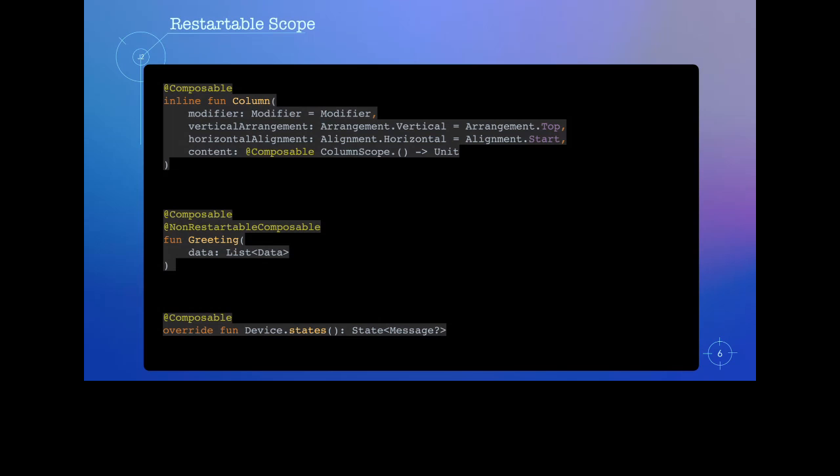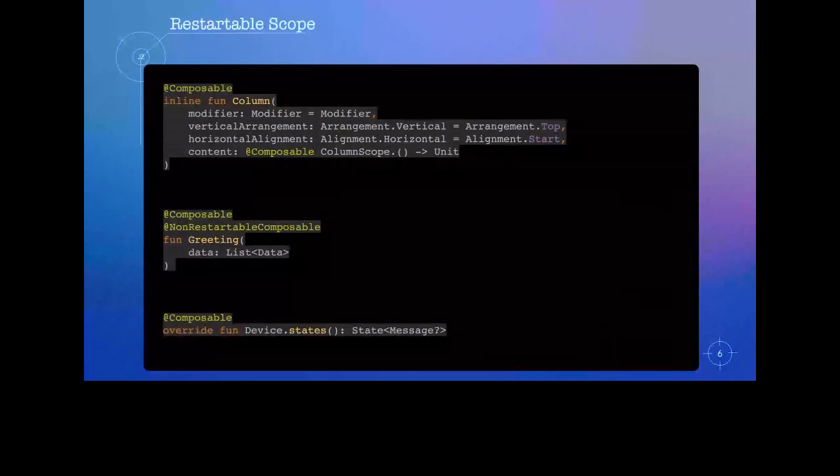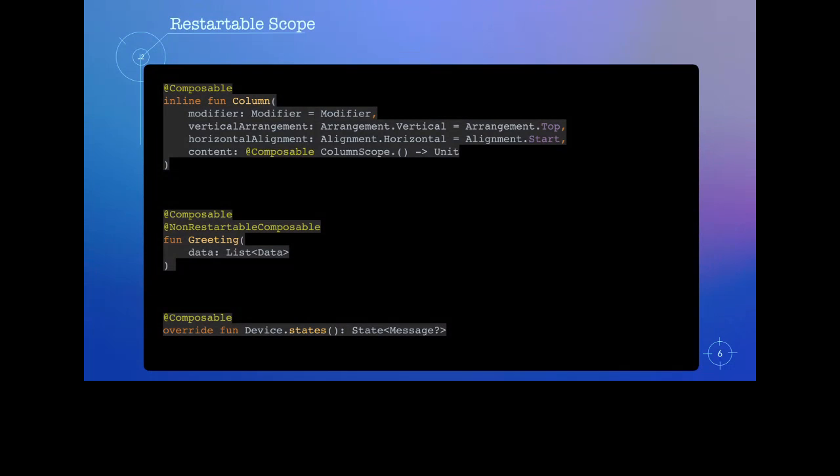If it is an inline function, it does not have restartable scope. If it is explicitly annotated as non-restartable composable, then of course it does not have restartable scope. And if it returns something other than Unit, it does not have restartable scope. Something to keep in mind as we go along, and I'll address this more: several common composables are inline functions and thus are not restartable scopes. Those include most notably Column, Row, and Box. There might be more, but those are the obvious ones.